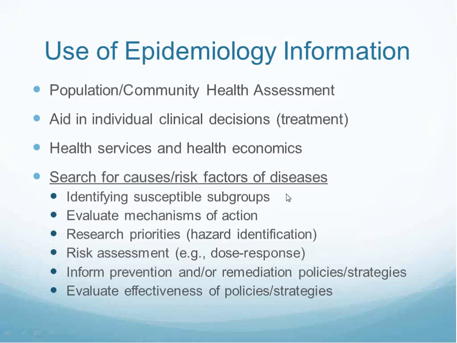So identifying susceptible subgroups. Everyone might be exposed to the same air pollution in a town, but some individuals will be impacted more greatly in response to that same level of exposure than other people. We want to evaluate mechanisms of action, and this is important for a number of reasons.